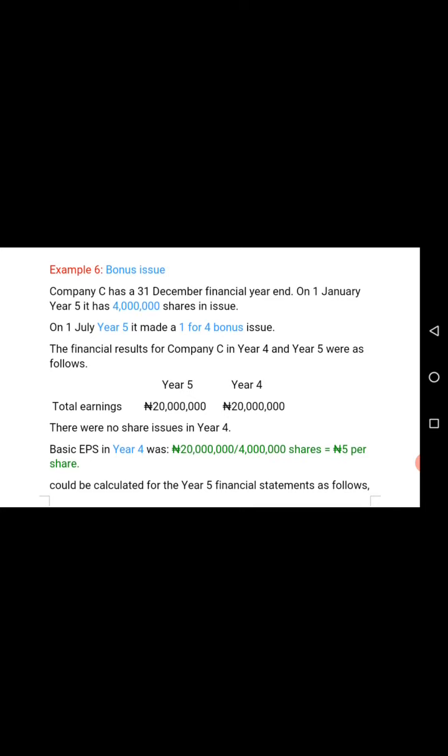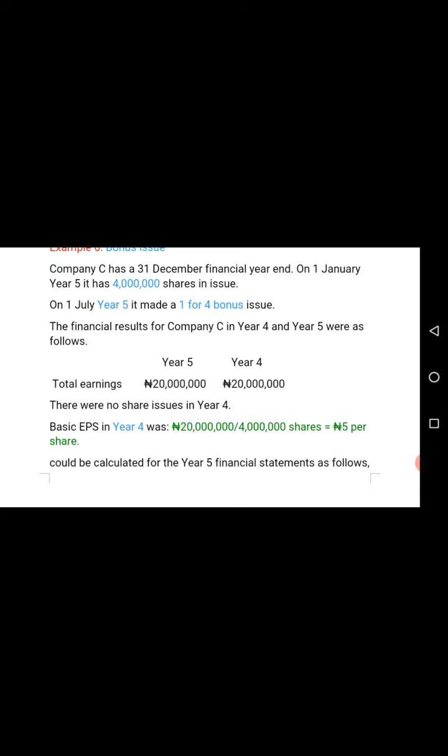So it has total earnings year 5, year 4. So take note of the positioning. Luckily we have the same total earnings here. And note it was written total earnings here, not profit after tax. Now this is what we are actually looking for, the 20 million itself. And it continues to say there were no share issues in year 4. So it's direct, it's simple here. We have the earnings divided by the number of shares. So 20 million divided by 4 million shares gives us 5 naira per share. 5 naira earning for every 1 share you own in the company.